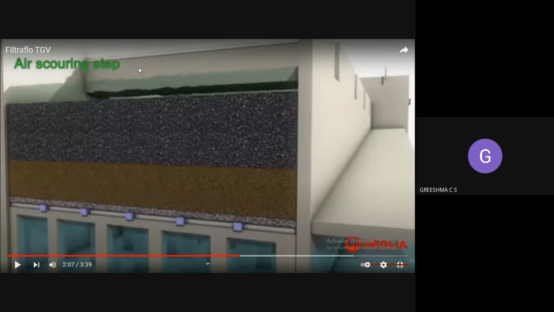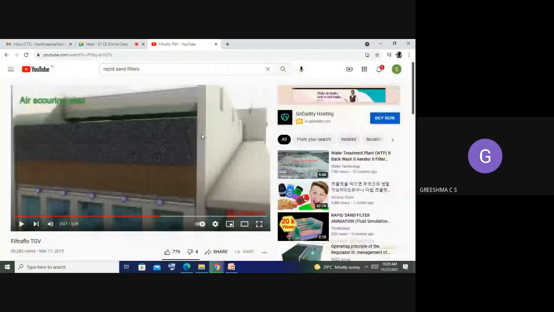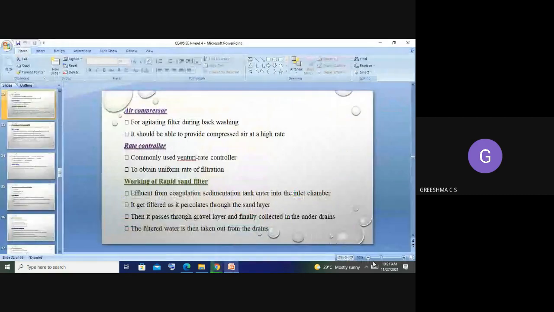Okay, that means if you pass this compressed air, that filter medium will be agitated. Through this agitation, if there is any dirt particle which is trapped between the filter media, it will be flowing with the water upwards. So that is the air compressor. Okay, so that means that's an air compressor that is provided.